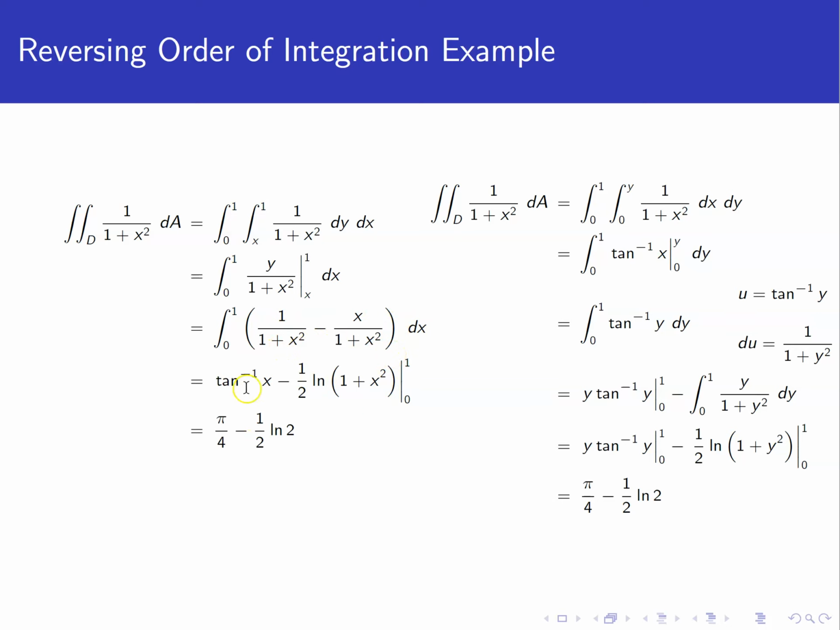Antiderivatives for each of those, we get an inverse tangent of x and a minus 1/2 natural log of 1 plus x squared. Plug in your endpoints and you get pi over 4 minus 1/2 natural log of 2.